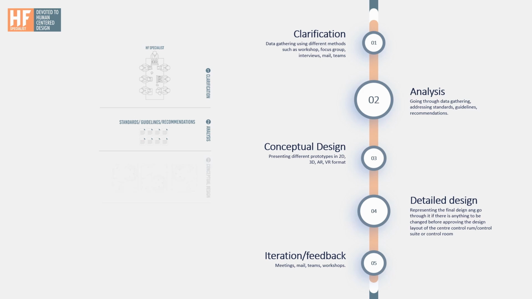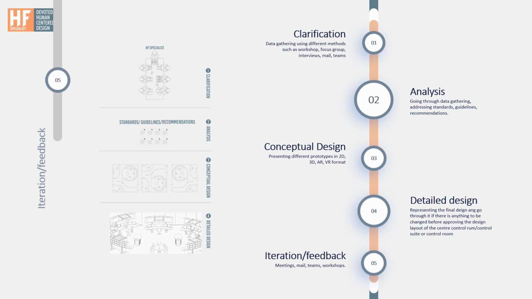And then when you have analyzed this data, you go into the third phase, which is conceptual design. In conceptual design, you create a prototype from the data that you have gathered and the analysis that you have done. This prototype you show to the customers; you can use 2D graphics or 3D graphics or AR or VR format or whatever it is. And then you go through the iteration process together with the end user in order to tweak this design and create a detailed design, which is the final design for the upgrade that you are going to do. And throughout all of these phases, you have an iteration process.